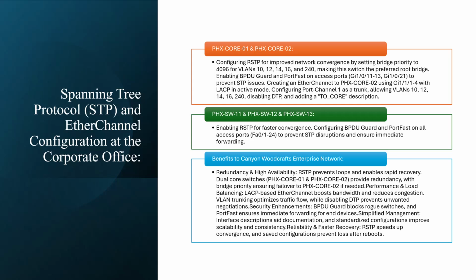RSTP configuration for faster convergence and loop prevention, bridge priority on PHX Core 1 for VLANs 10, 12, 14, 16, and 240, ensuring it is the root bridge. BPDU guard and PortFast enabled on access ports to prevent STP issues. EtherChannel between PHX Core 1 and PHX Core 2 using Gi1/1 through 4 for redundancy and increased bandwidth. Trunk configuration on port channel 1 allowing VLANs 10, 12, 14, 16, and 240 with DTP disabled and a to-core description.